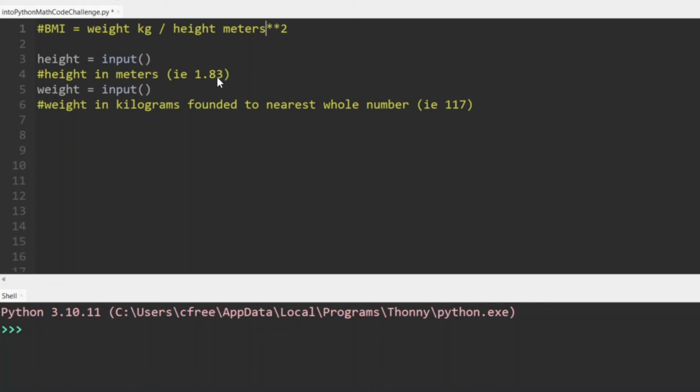Just think about it. You have to utilize data types and basic Python math. Right here, we're looking at a floating number, 1.83. That's a float. That's not an integer. That's important. But you also have to think about what an input is. What kind of data type does an input give? What kind of data type is this weight when I put the input in? The weight in kilograms is 117. That's a whole number. That's an integer.